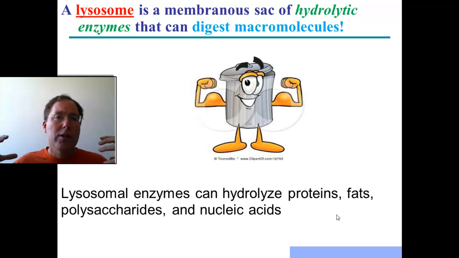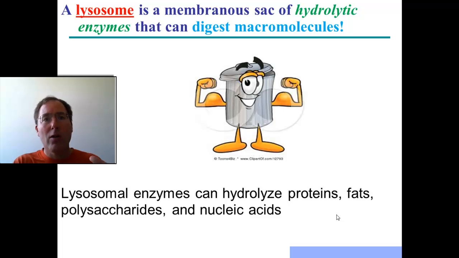They're also looked at as trash cans. It's where all the waste inside the cell goes, and it's where everything is broken down, and the components, the little nucleotides or the individual amino acids or atoms, can then be reused by the cell. And you can see down here that the lysosomal enzymes can hydrolyze all these things.